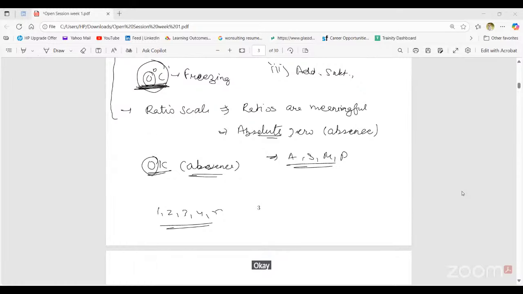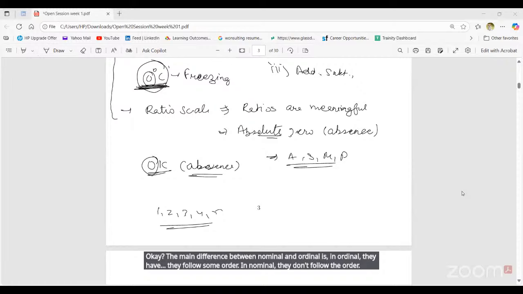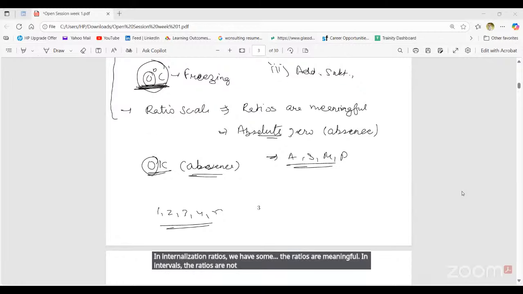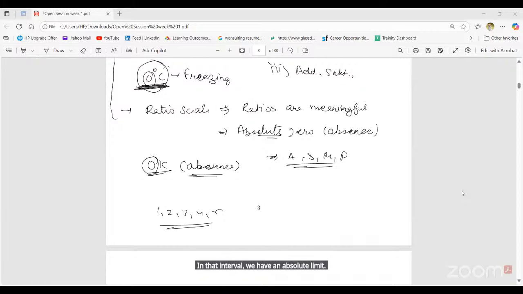The main difference between nominal and ordinal is that in ordinal they follow some order. In nominal they don't follow any order. In ratio scales, the ratios are meaningful. In interval scales, the ratios are not meaningful. Ratio scales have an absolute zero. So just go by the rules.